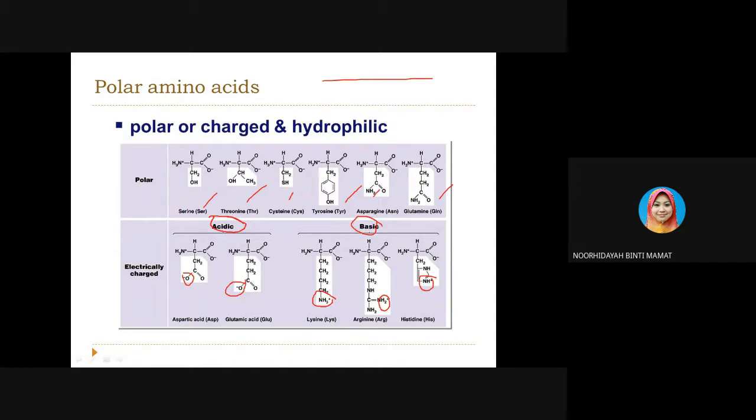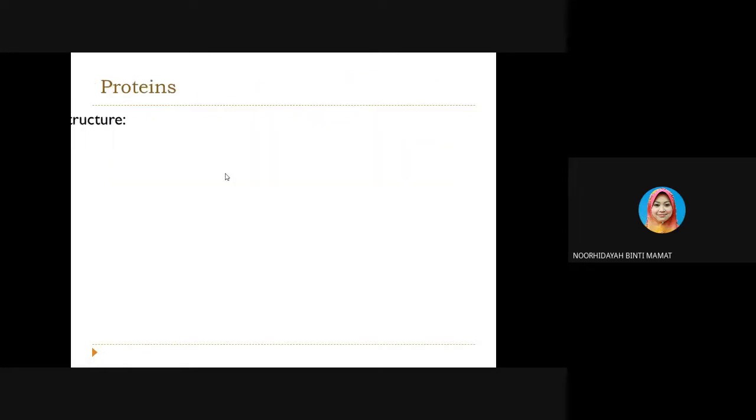So all the polar amino acids have either an OH or an amino group, which can therefore make hydrogen bonds with other suitable groups of other amino acids. Okay, so these are the important properties in the amino acid.